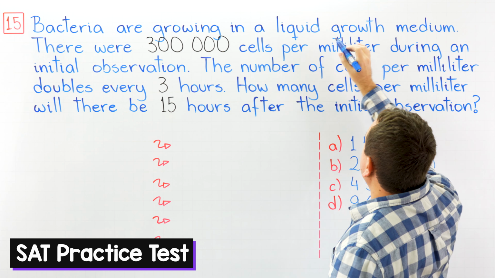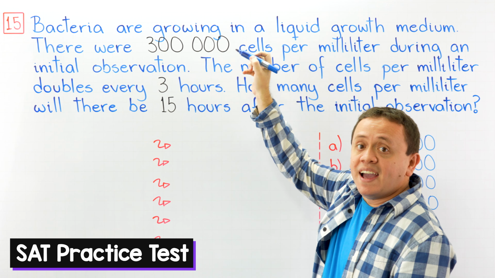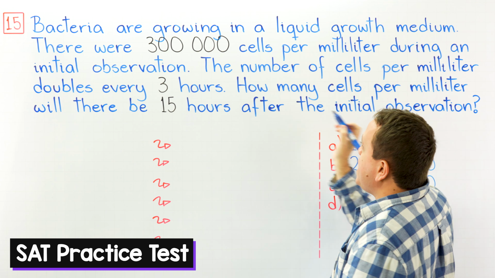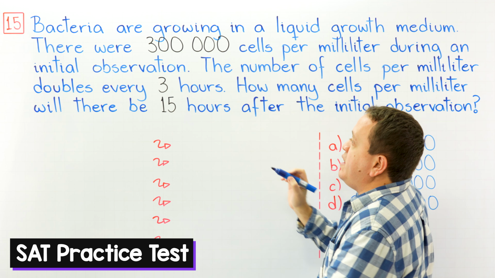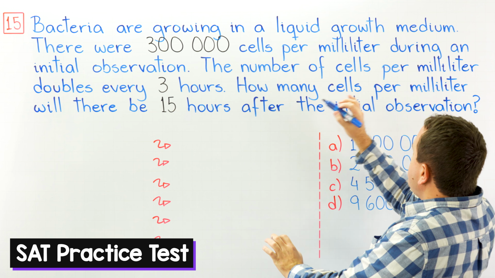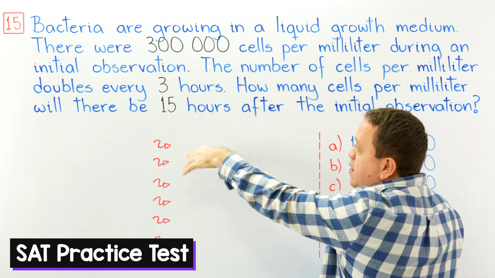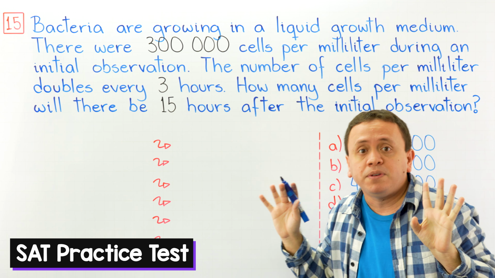Bacteria are growing in a liquid growth medium. There were 300,000 cells per milliliter during an initial observation. The number of cells per milliliter doubles every 3 hours. How many cells per milliliter will there be 15 hours after the initial observation?